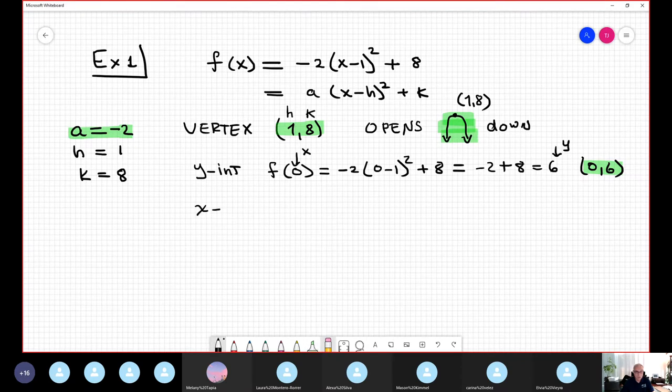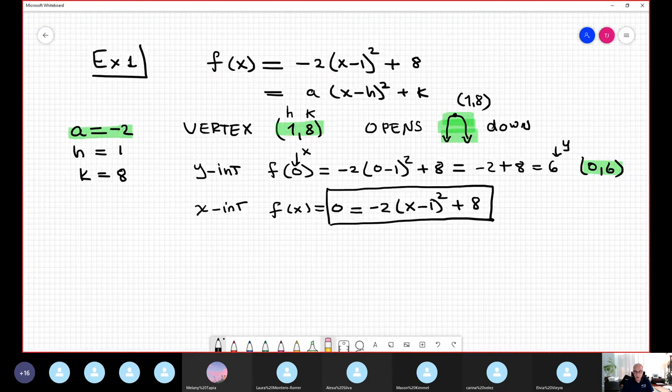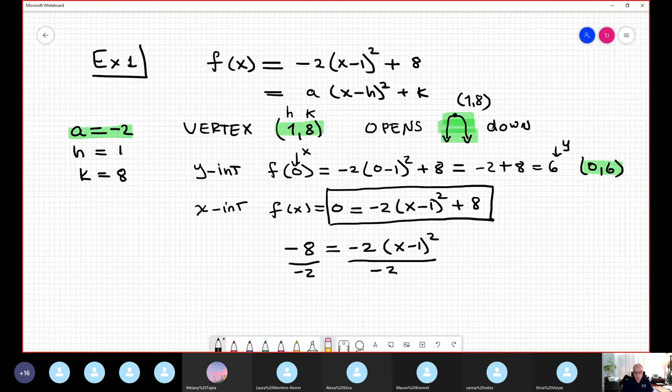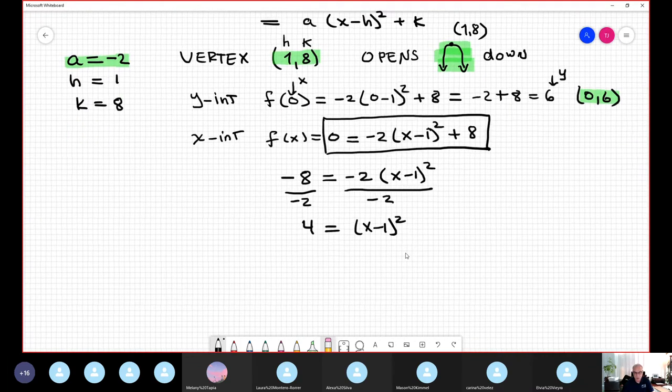Now let's find the x intercept. To find the x intercept, you solve the quadratic equation. Then you copy f of x equals 0. It's equivalent to say that negative 2 times (x minus 1) squared plus 8 is equal to 0. And you focus on this equation. Using the knowledge that you have from chapter 1, for example, I move 8 to the left, so negative 8 is equal to negative 2 times (x minus 1) squared. You divide by negative 2. Remember, my goal is to solve for x. Positive 4 is equal to (x minus 1) squared.